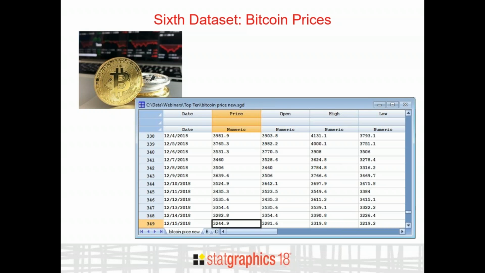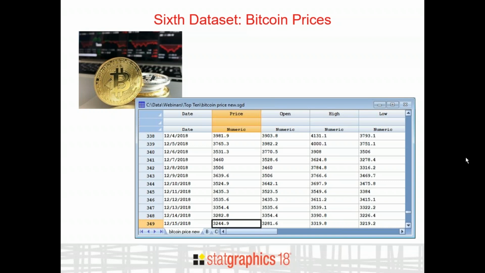What we have in this particular data file, it's called Bitcoin Price New for those of you who want to look at it after the webinar, is daily information starting on January 1st of this year of the prices of Bitcoin. In fact, we know the closing price of Bitcoin on any given day. We know the opening price. We know the high, and we know the low.